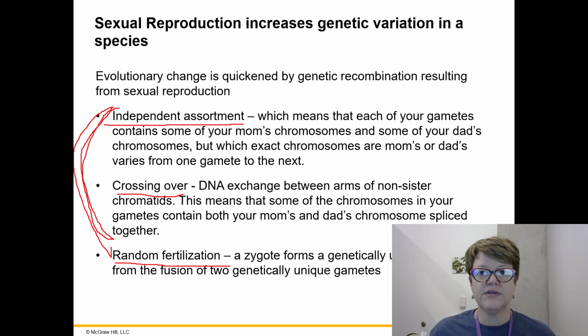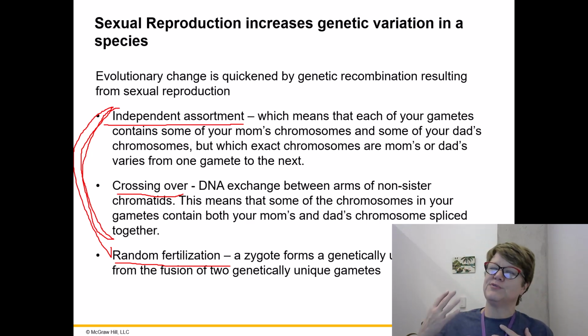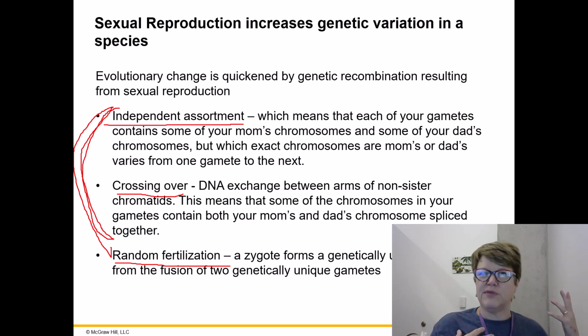Okay, so independent assortment is the idea that every time one of your cells goes through meiosis, your chromosome pairs can line up in any way, right or left, independent of any other chromosome pair. And what that ends up meaning is all those chromosomes are yours. So I'm a female, so my body makes eggs. All of my eggs will have one set of chromosomes that are mine. But at the same time, half of my chromosomes came from my mom and half came from my dad. So they're all mine, but in a sense they're also half my mom's and half my dad's.